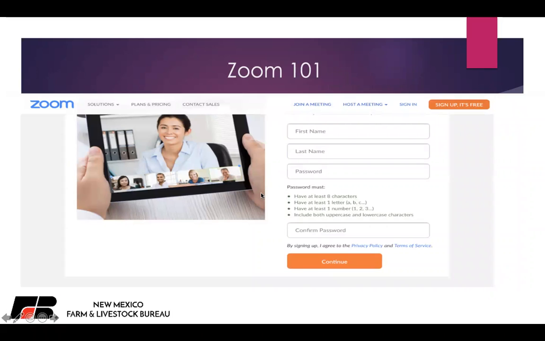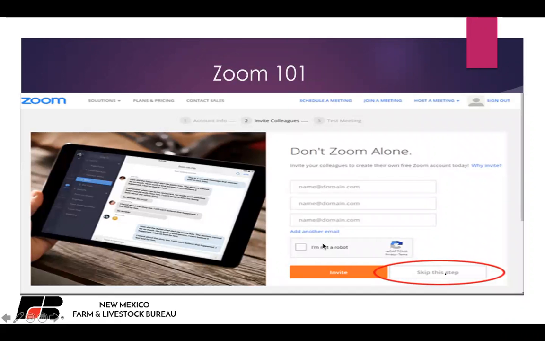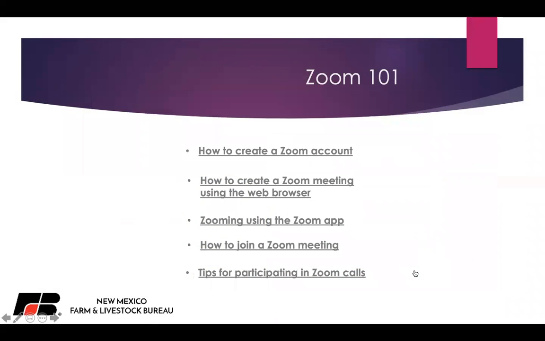Once you confirm the account, you'll have to create your account. Go ahead and type in your name and a password. Once you create your account, Zoom will ask you to invite others and start Zooming with you. You can add emails or skip this step. For purposes of this tutorial, I'm going to recommend skipping this step. Great! Now we have our Zoom account created.